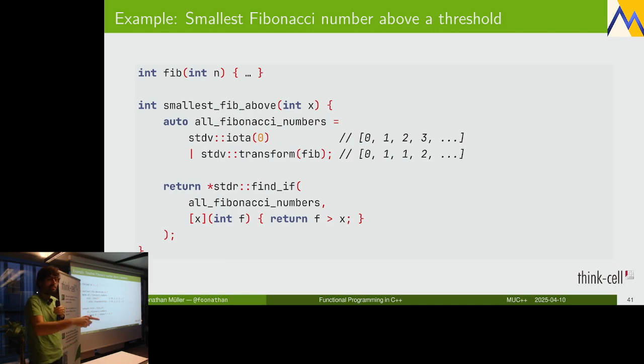And because findif will eventually find a Fibonacci number that is greater than x, unless x is weirdly close to int max, let's not worry about that, this loop will terminate. And then we've got the Fibonacci number.